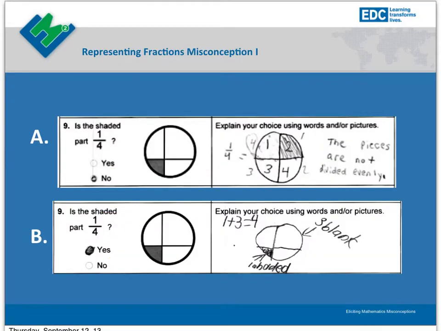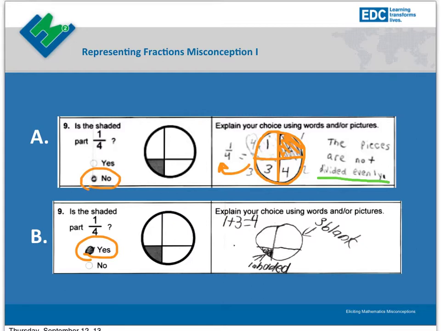In the final item, we see that students chose different responses. Let's look more closely at the thinking behind their responses. In example A, the student redrew the figure, dividing it into 4 equal pieces, shading in 1 of those 4, and then said that it equaled 1/4. The student continued on to say the pieces are not divided evenly. This gives us some evidence that the student considered the size of the pieces when determining their response.